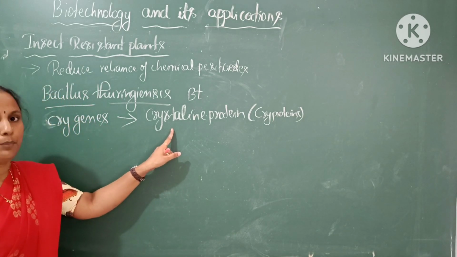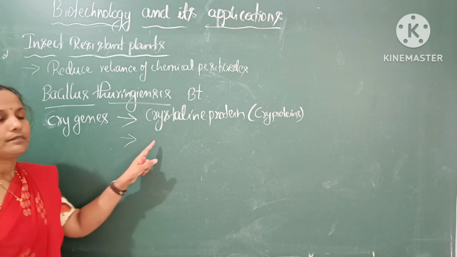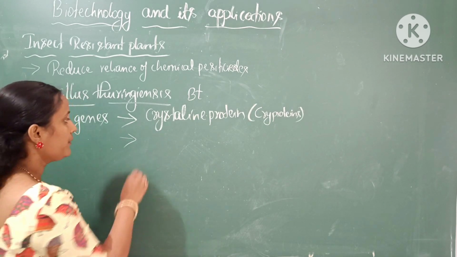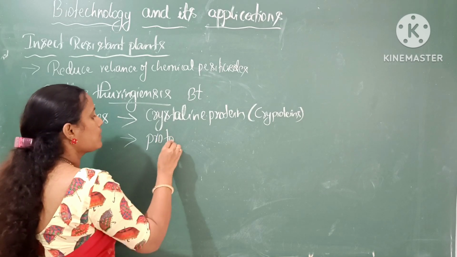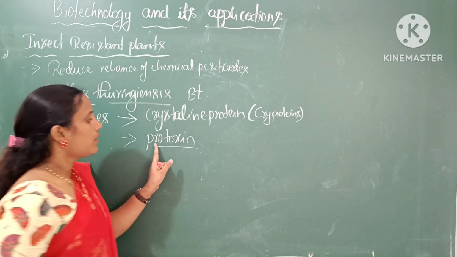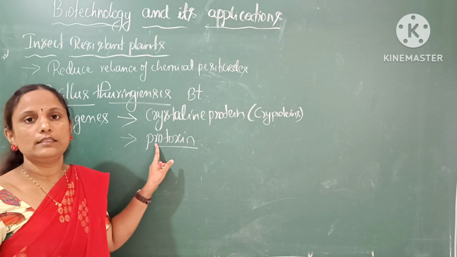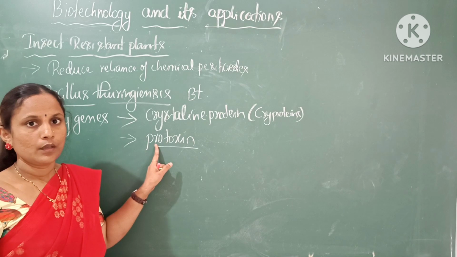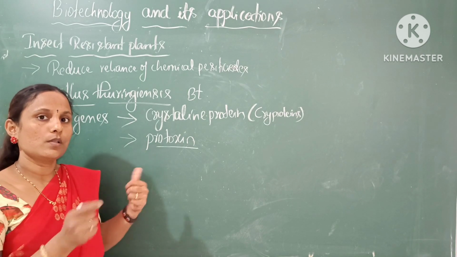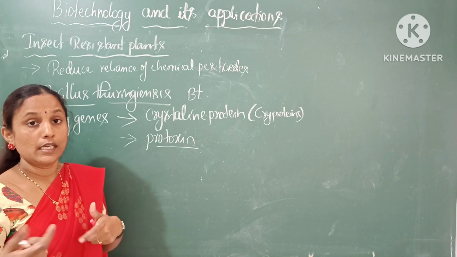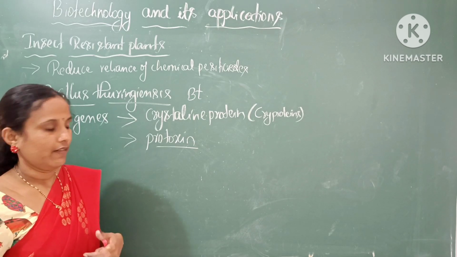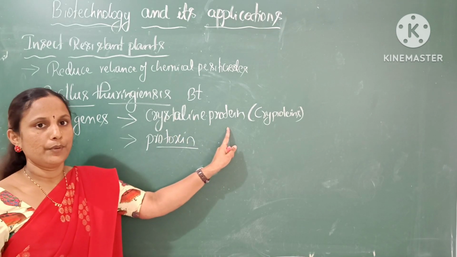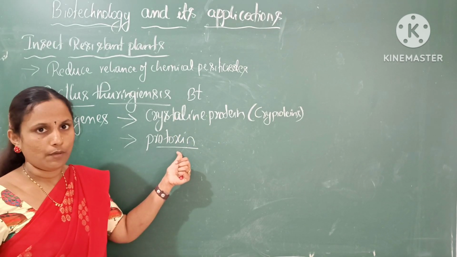And these crystalline proteins have a toxin in the inactive form that is called protoxin. Anywhere if you come across the term pro, that refers to inactive form. For example, proinsulin, protoxin, that is toxin in the inactive form. Proinsulin, insulin in the inactive form. Likewise, this protoxin is present in the crystalline protein in the inactive form.